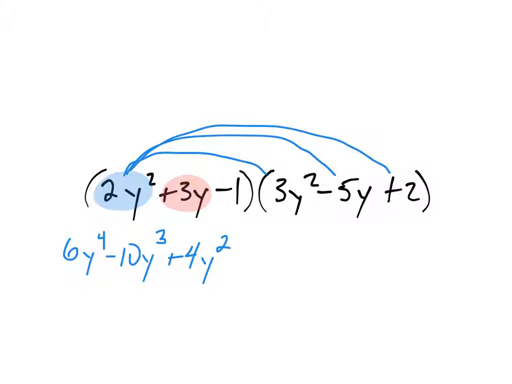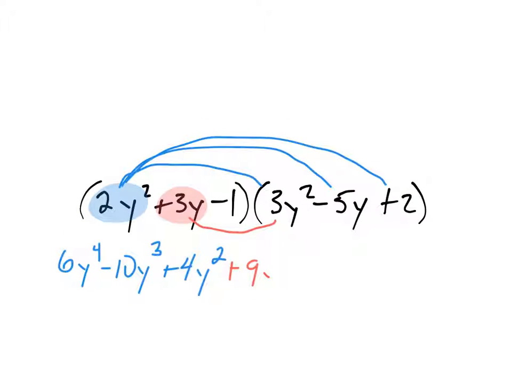which is my 3y, and we'll multiply that through. 3y times 3y squared will give me 9y to the third. 3y times negative 5y will give me negative 15y squared. 3y times 2 gets me 6y.